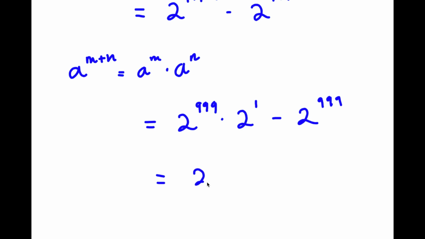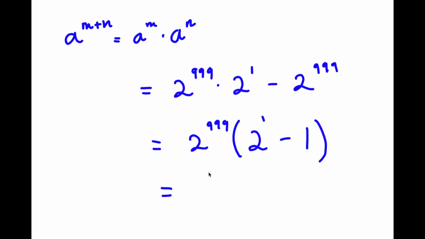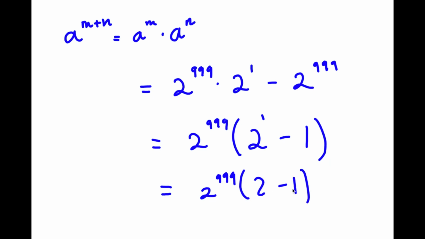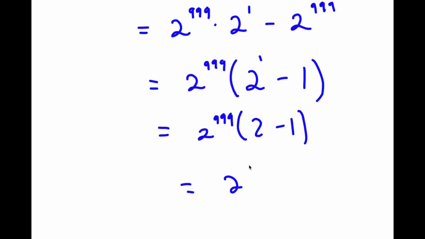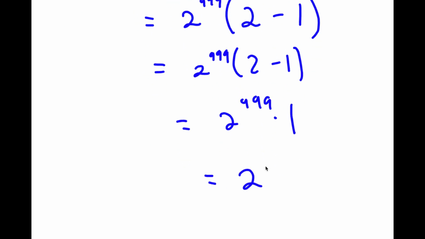Now this is the same thing as 2 to the power of 999 times 2 to the power of 1 divided by 2 to the power of 999 is simply 2 to the power of 1. Now I have this minus 2 to the power of 999 divided by 2 to the power of 999 is 1. 2 to the power of 1 is 2. So now I have 2 minus 1, which is equal to 1. So I have 2 to the power of 999 times 1, which is simply equal to 2 to the power of 999.